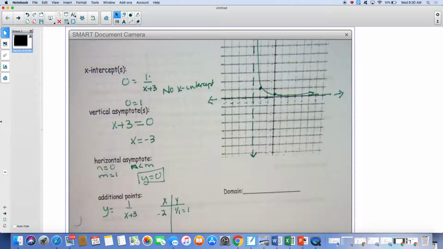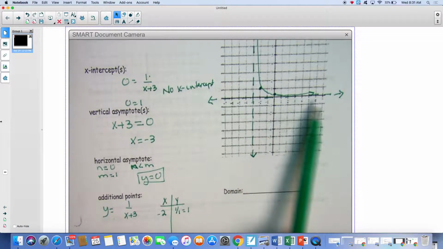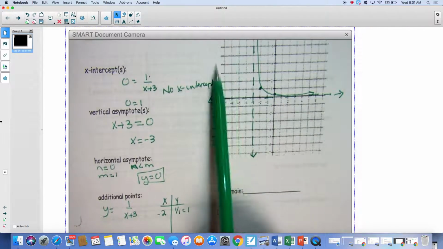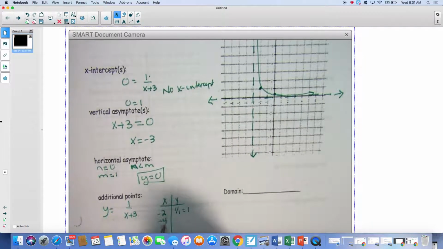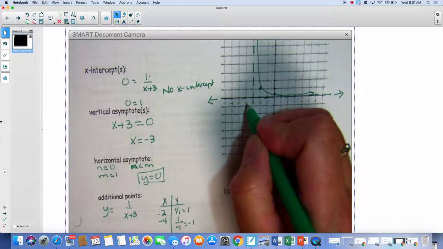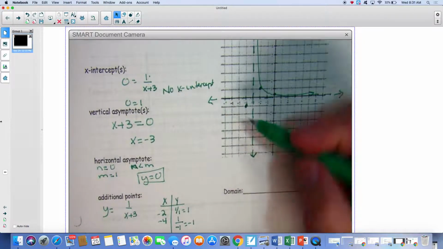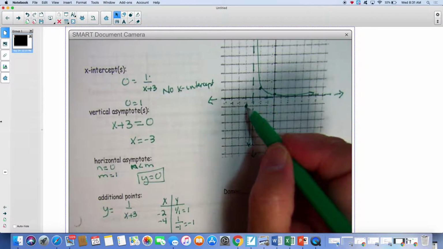It's approaching asymptotes. We don't know what's going to happen over here. We don't know if we're going to be graphed down here or up here. So plug in a point over here. Let's do negative 4. So what do I get when I plug in negative 4 for x? 1 over negative 1, which is negative 1. So now I know this part of the graph is going to be here.